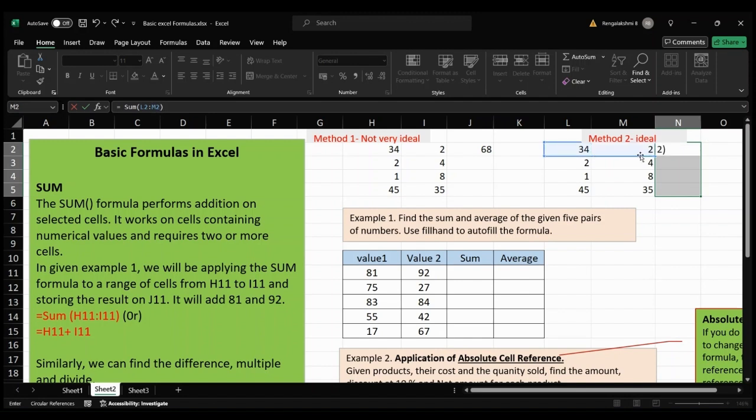Okay, so we got the answer to this. There are two ways. We can just write equal to SUM and define the range, or we can write the cell reference directly and add. So these are the two ways.